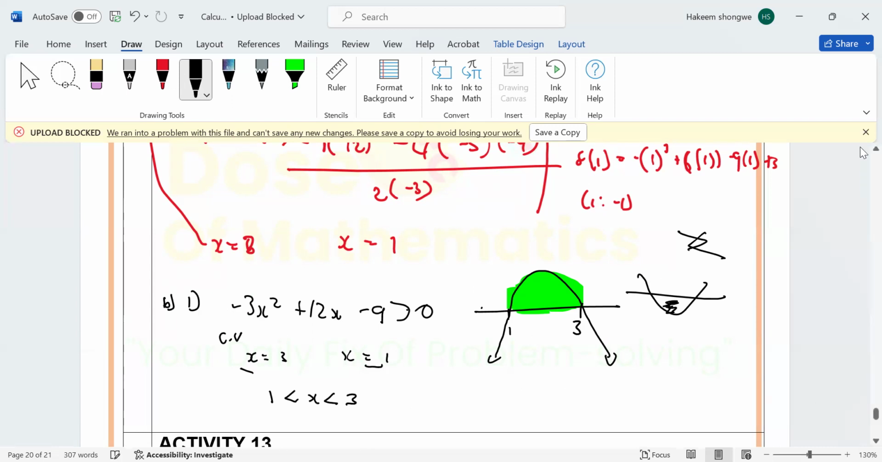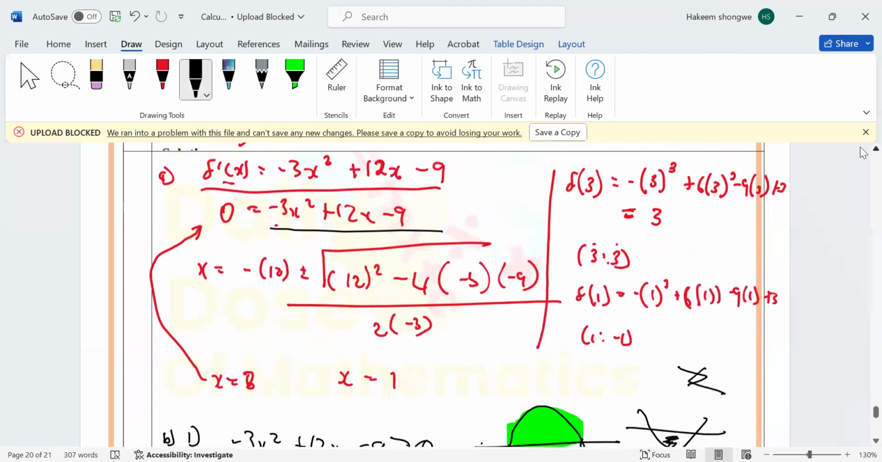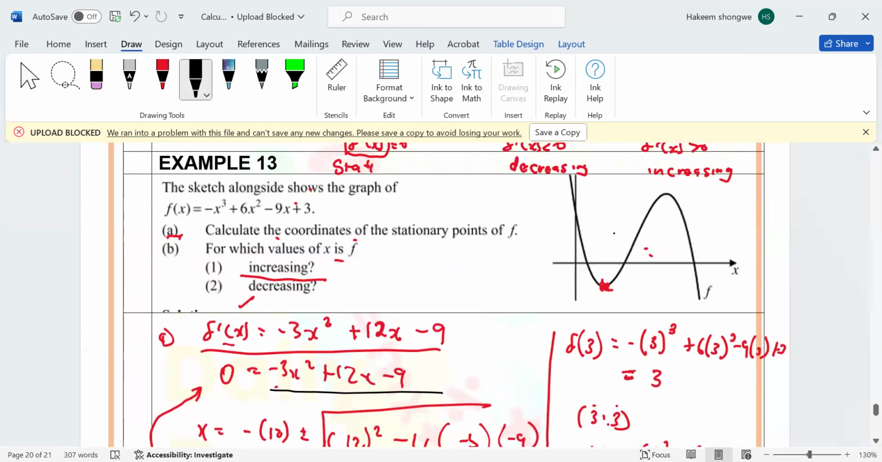You can come and check it here on the graph. When is the graph increasing? The graph is increasing from turning point number 1 to turning point number 2. The other way I usually do it is this: if I draw a line here and it forms a positive angle with the x-axis, it means the gradient is positive. If the gradient is positive, it means your graph is increasing.